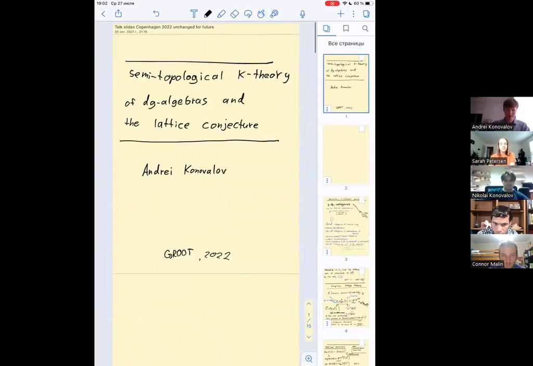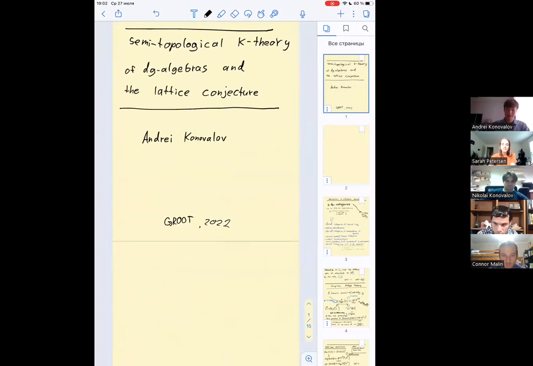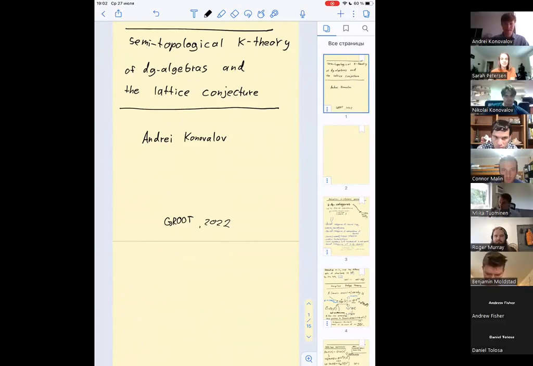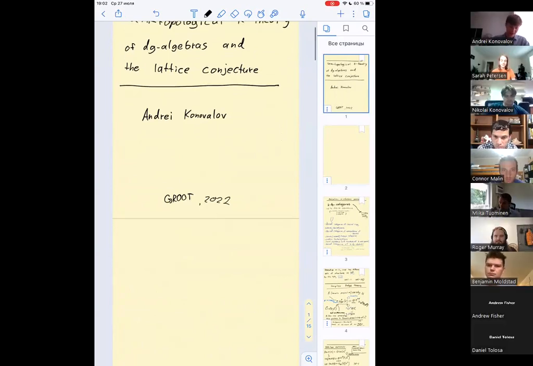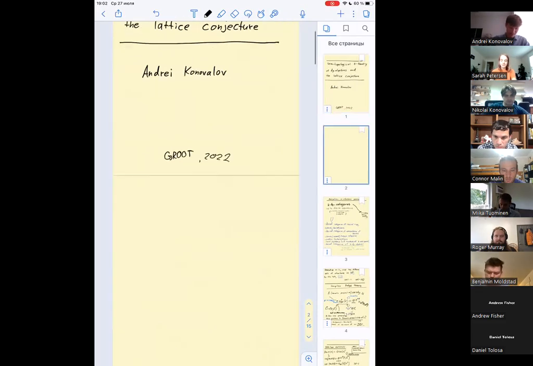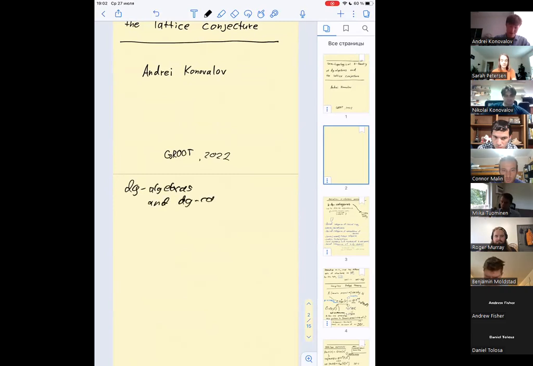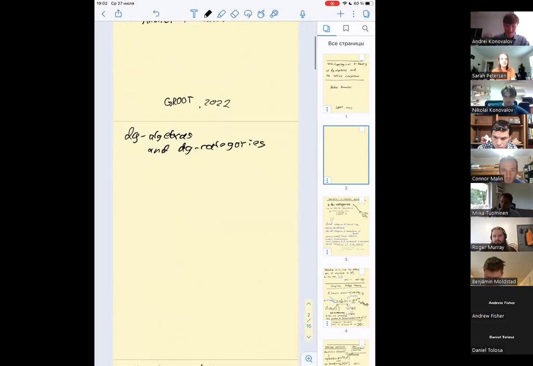So today I would like to tell a little bit about some results on dg-algebras, dg-categories. And let me start with a little bit of introduction: dg-algebras and dg-categories. So who are they and why do we care?